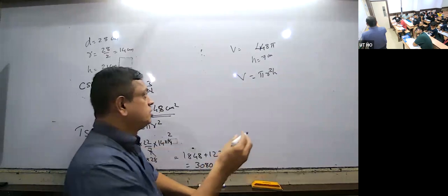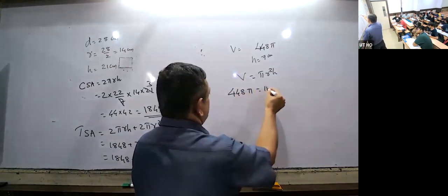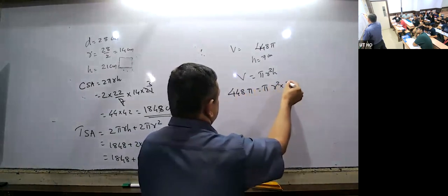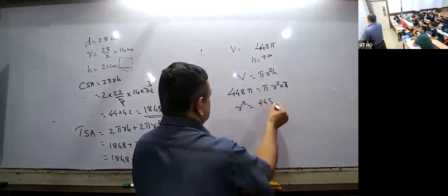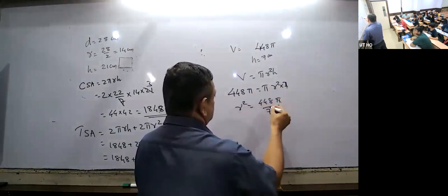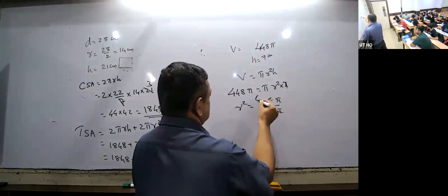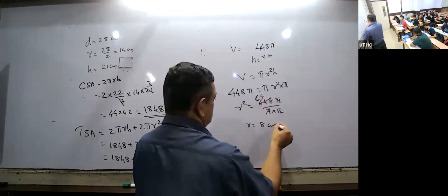Those who did not get it, look here. 448 pi is equal to pi r square into 7. Don't need to substitute pi. Therefore, r square is equal to 448 pi upon 7 times pi. Cancel. This comes along with 64. R is equal to root 64, which is 8. Therefore, it is equal to 8 centimeter.